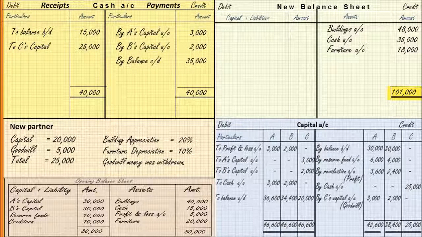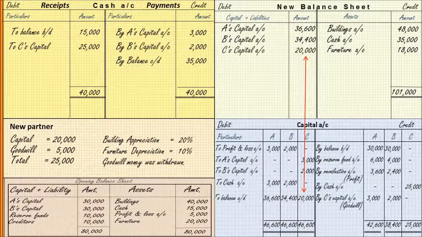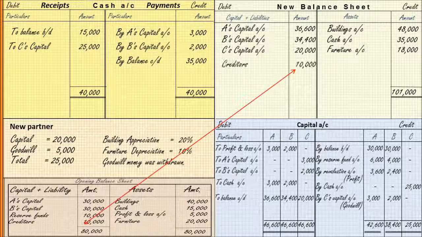Now please come to the liability side. Capitals. A's capital 36,600, B's capital 34,400, C's capital 20,000 rupees, and the reserve fund of rupees 10,000 has been transferred to the capital account, so it's no more. Now creditors rupees 10,000 as it is. The total is 1,01,000. So it means our question is all right.